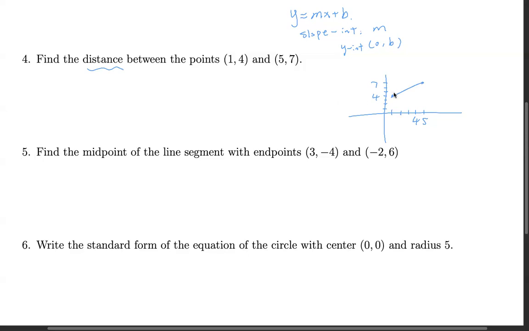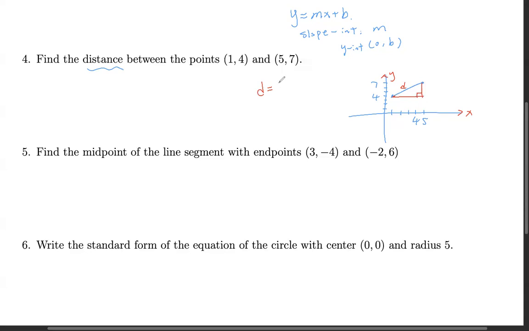We're going to use the Pythagorean theorem. We draw a horizontal line parallel to the x-axis and a vertical line parallel to the y-axis. This is the y-axis, this is the x-axis. So we have made a right triangle, and the distance is the hypotenuse. Let's call this D.